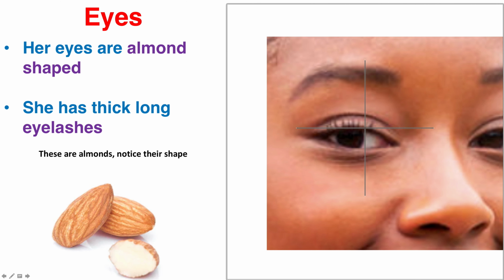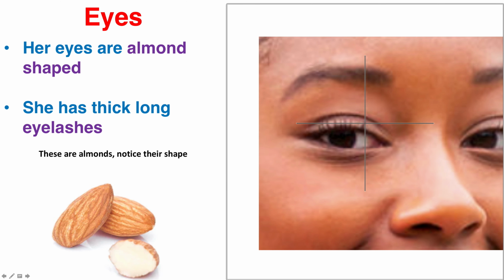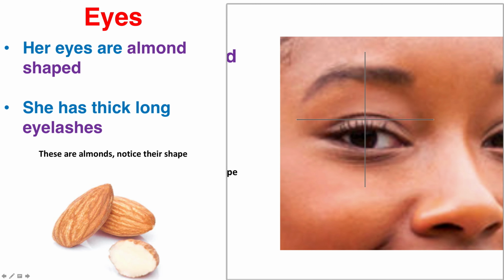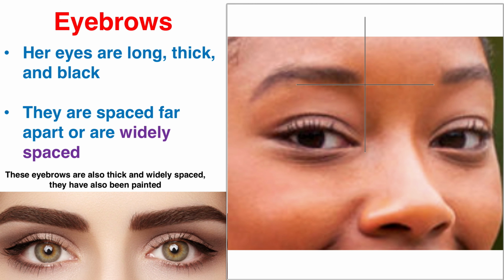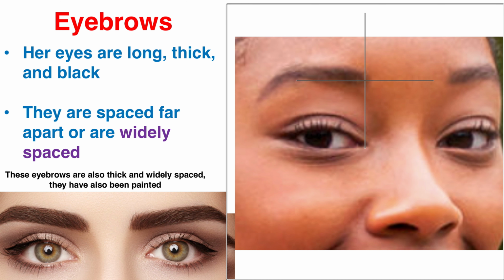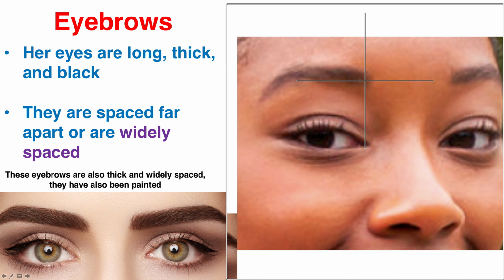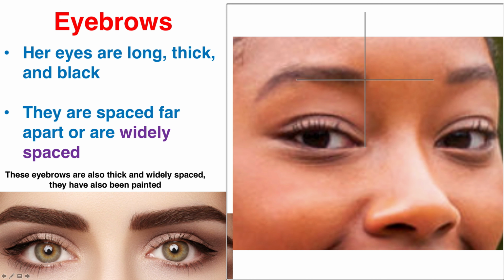Looking at her eyelashes right here, she has thick, so there's a decent amount of hair here, thick, long, so they go up a decent way, right? So thick, long eyelashes. Now let's talk about her eyebrows. So her eyebrows are long, they go a good distance from here to here. They're thick, which just means there's a good amount of hair here. And then black or jet black in color.